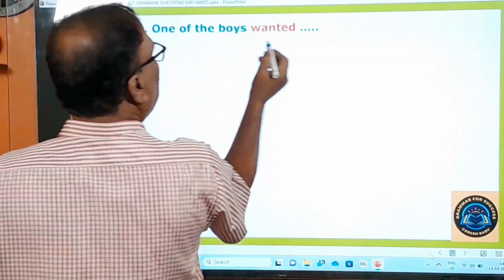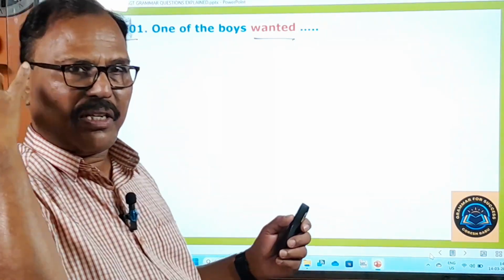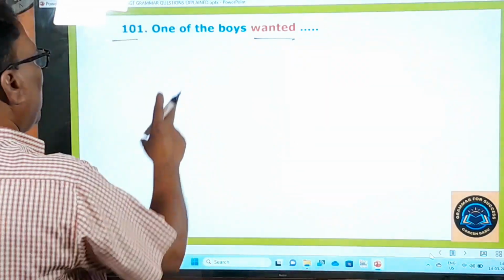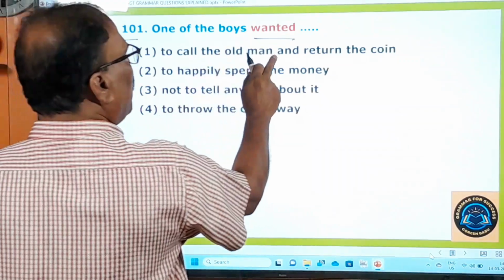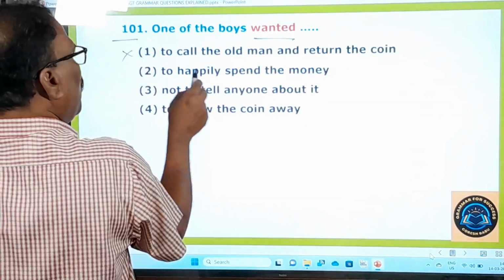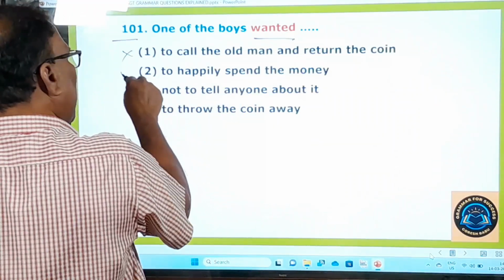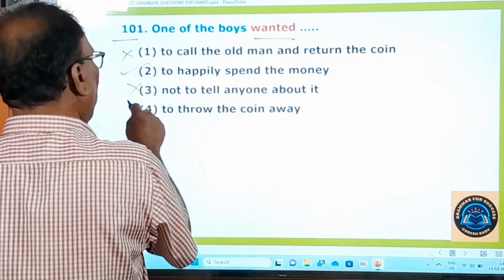101. One of the boys wanted. Of the two boys, one is a dishonest boy, the other one is an honest boy. So, what did one of the boys want? To call the old man and return the coin? Okay, now to happily spend the money? Yes, okay, that's the right one. Not to tell anyone about it, no. To throw the coin away, no.